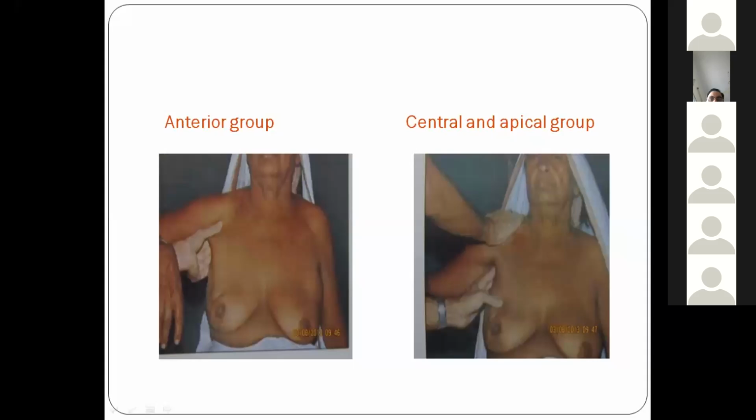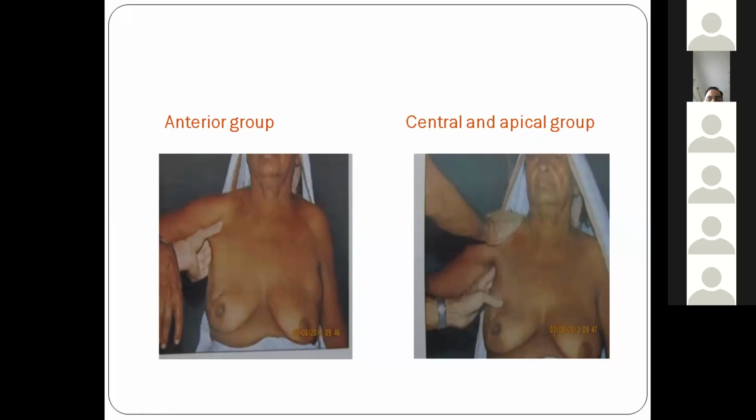So this is how we do the anterior group. For the central and apical groups, you have to put your arm deep into the axilla and press it against the chest wall. When you take your fingers deep inside, towards the apex of the axilla, you feel the apical group. Against the chest, when you bring your hand a little down, that is when you feel the central group.